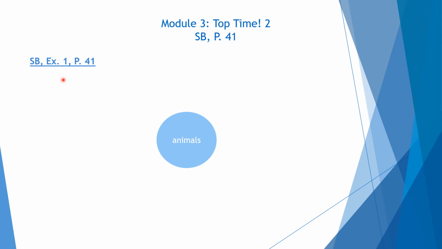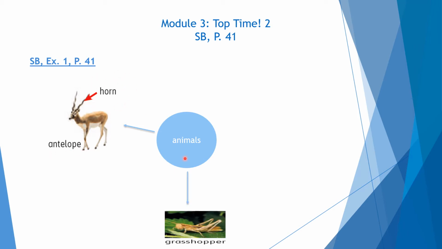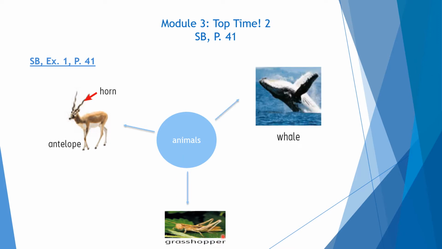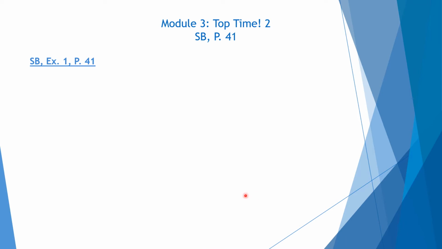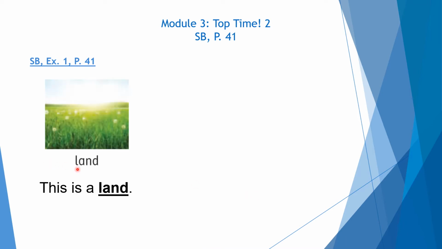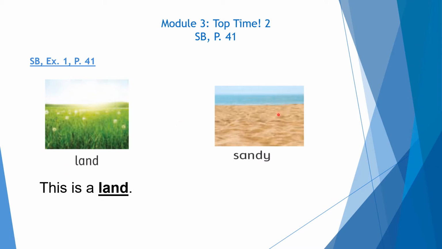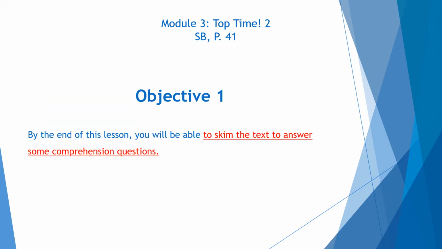Before we start reading the text, let's introduce you to some vocabulary related to animals. We have antelope. Notice that the antelope has horns. Also we have a grasshopper and a whale. We also have two words: land, and sandy, this is a sandy beach. And now let's go to the first objective.